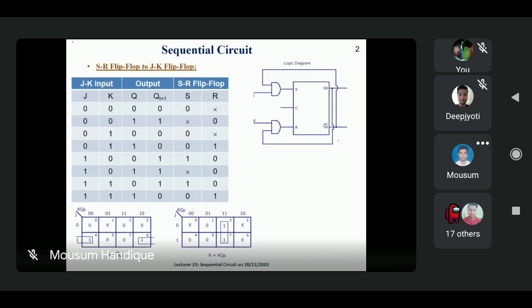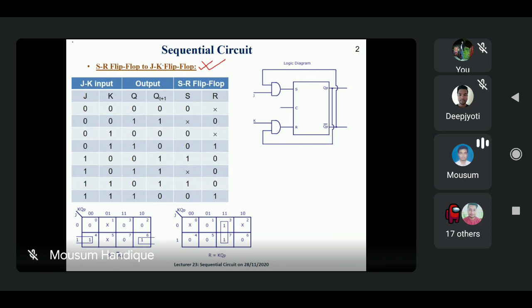Now I am taking one particular example. Suppose we are interested to convert an SR flip-flop to a JK flip-flop. We are converting the SR flip-flop to the JK flip-flop. Then how can we convert?